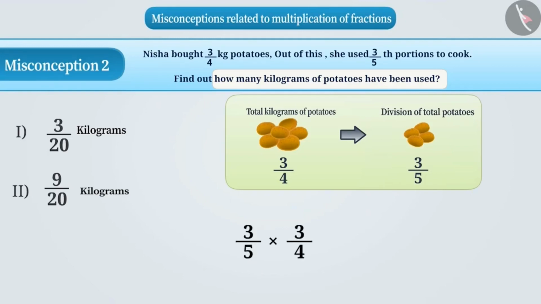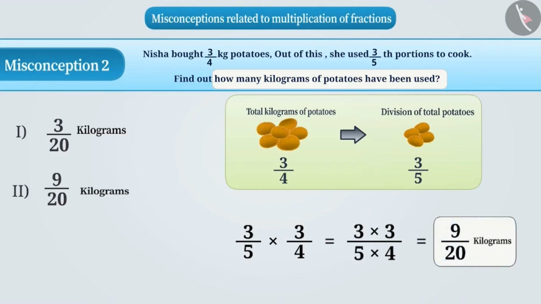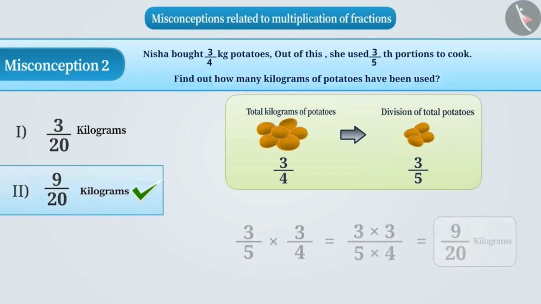For this, we multiply the numerators and get the numerator of the result as 9. Similarly, we multiply denominators and get the denominator of the result as 20. Therefore, the correct result is 9 by 20 kg. That is, option 2 is the correct answer to the question.